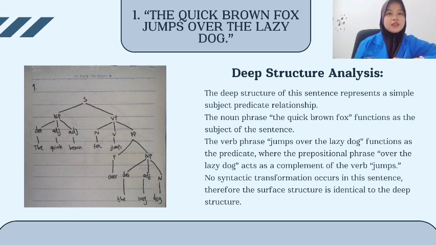Within this verb phrase, the prepositional phrase, over the lazy dog, acts as a complement of the verb jumps. What's interesting about this sentence is that no syntactic transformations occur. Therefore, the surface structure is identical to the deep structure. This is an example of a straightforward sentence without any movement or transformation of its elements.